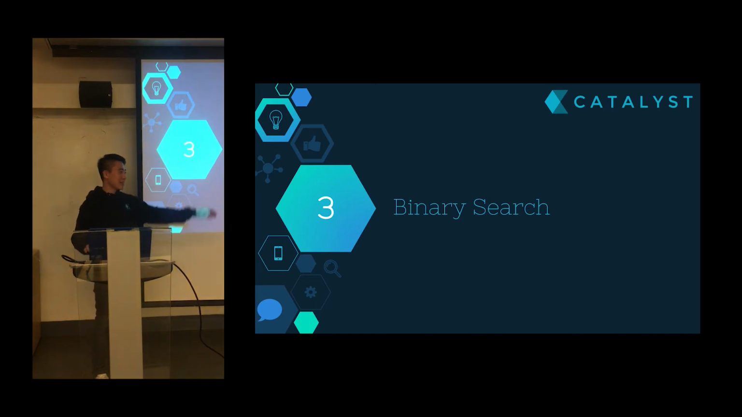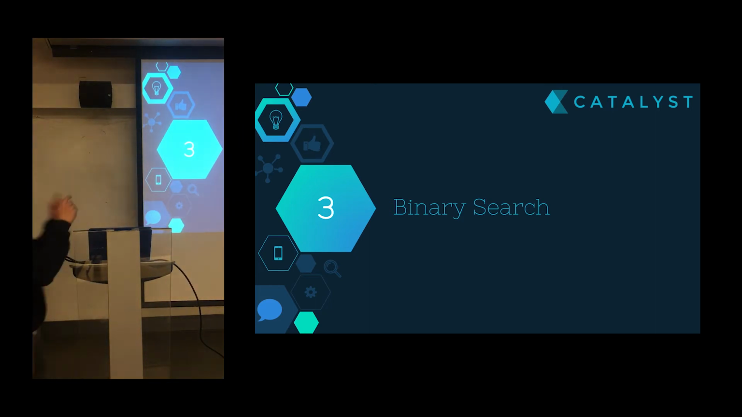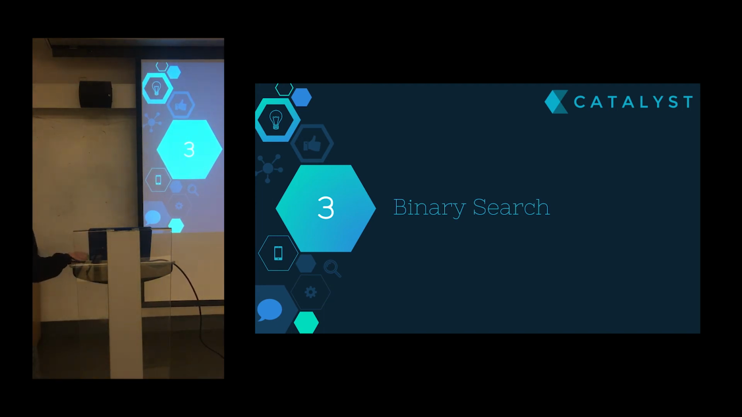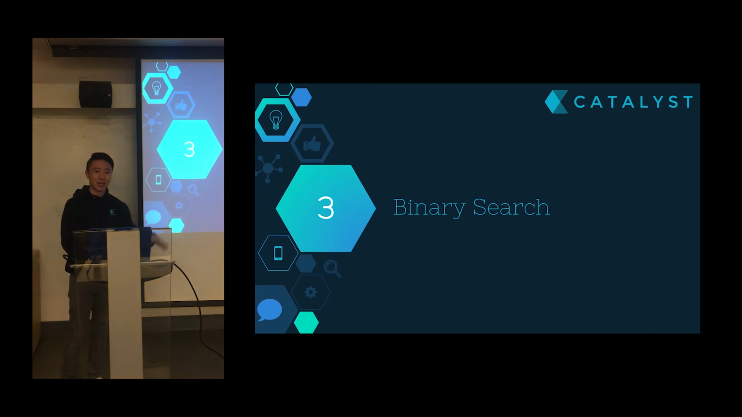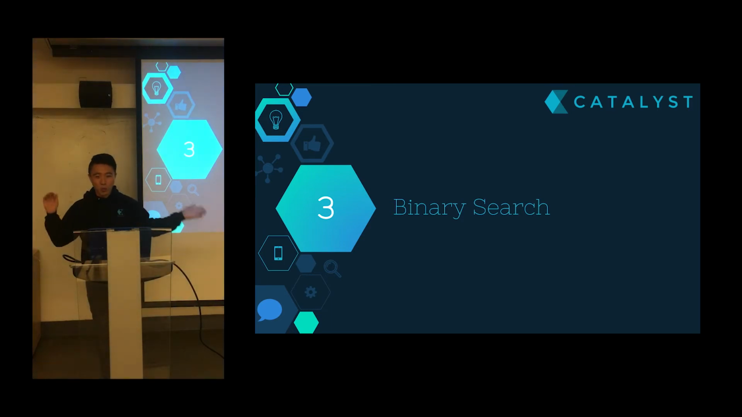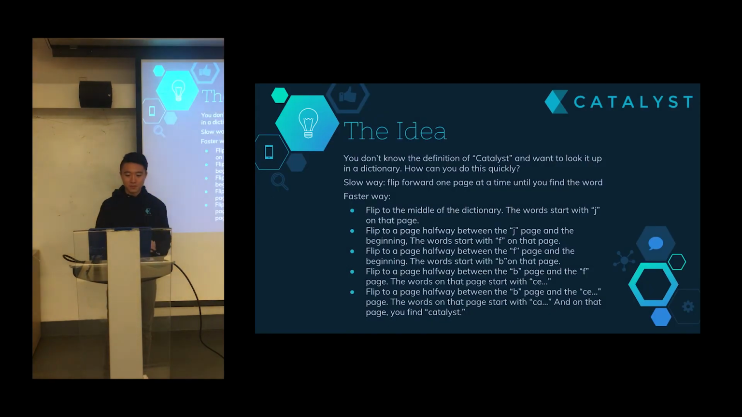Simran represents the beginning of an old school, printed out dictionary, and Ashka represents the end of the printed out dictionary, and I represent the word catalyst, which is somewhere unknown in the middle of the dictionary. Say that you're a little kid and you don't know what the definition of catalyst is. A really slow way of finding that definition is to go through from the very beginning and flip through every single page until you get to the CAs, and then you're like, oh, catalyst is there.